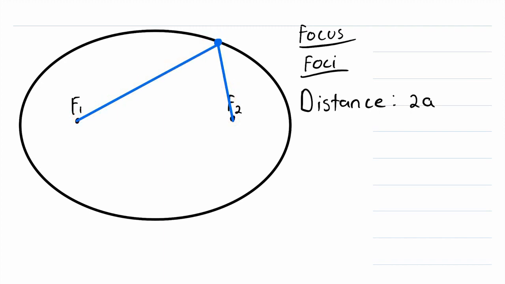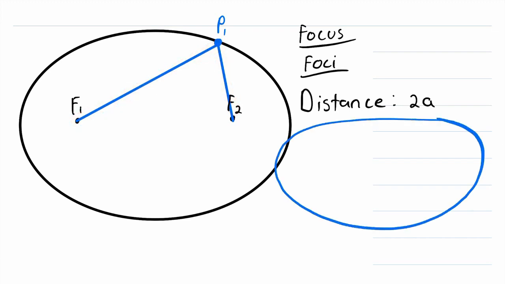And let's just call this point P1. Alright, this is the part where we learn what's special about this distance. Let's say that we add the lengths of these 2 line segments. And we can write that like this.